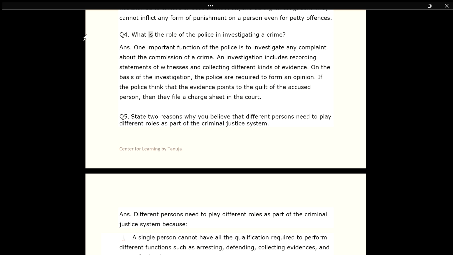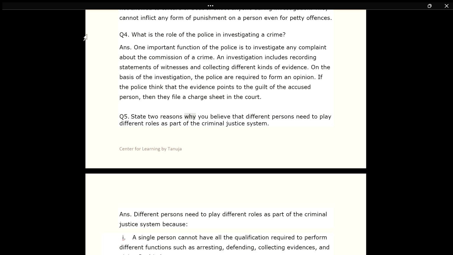Q4. What is the role of the police in investigating a crime? Ans. One important function of the police is to investigate any complaint about the commission of a crime. An investigation includes recording statements of witnesses and collecting different kinds of evidence. On the basis of the investigation, the police are required to form an opinion. If the police think that the evidence points to the guilt of the accused person, then they file a charge sheet in the court.